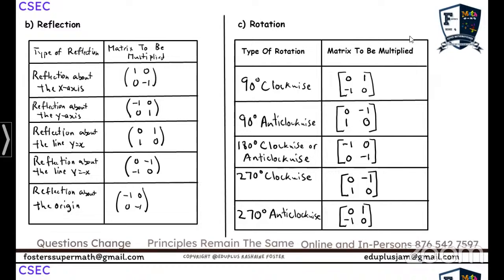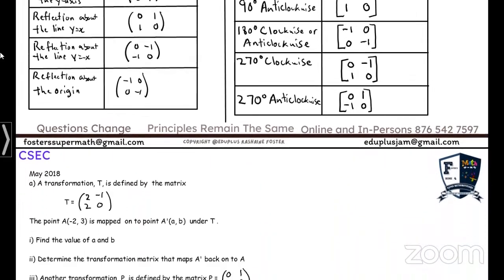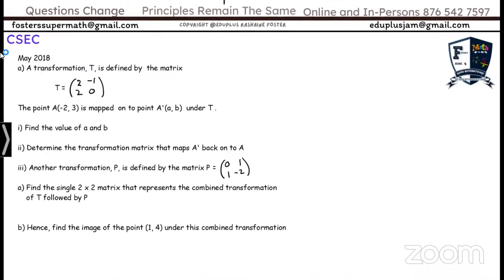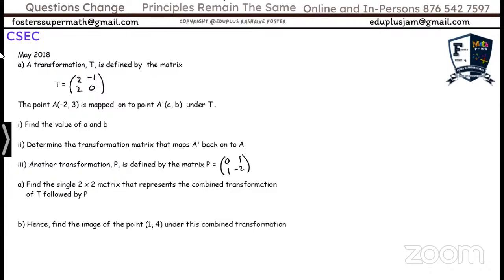All right, so let's get moving. Question 1, May 2018. So what does it say here? A transformation T is defined by the matrix T equals 2, -1, 2, 0. The point A(-2, 3) is mapped onto the point A prime (a, b) under T.